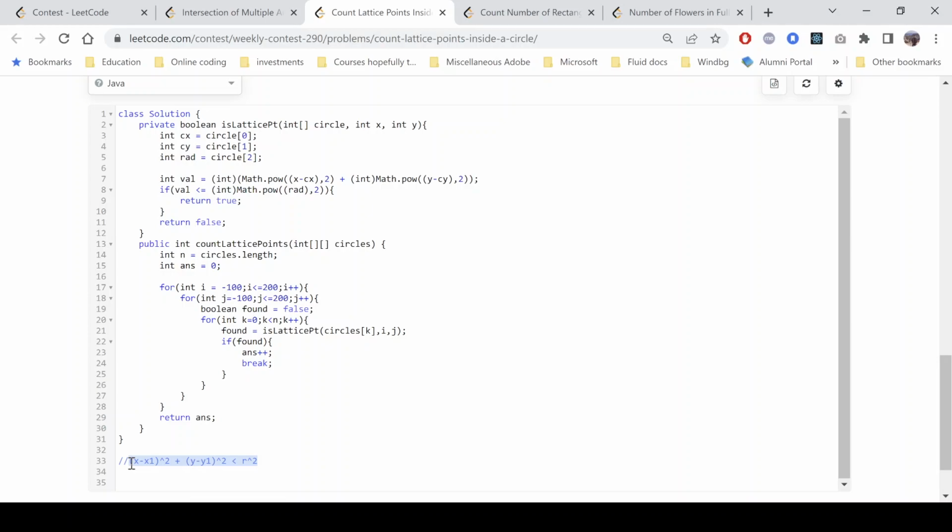Now, what do we need to find? We need to find all the points which lie inside the circle as well as on the circumference. So the formula will become less than or equal to. We have received the x and y coordinates, and we have the center of the circle. We just need to calculate it. The difference of the x coordinates squared plus the difference of the y coordinates squared should be less than or equal to the square of the radius of the circle. If this condition is satisfied, we return true, else we return false, and then we are good to go. See you in the next video.